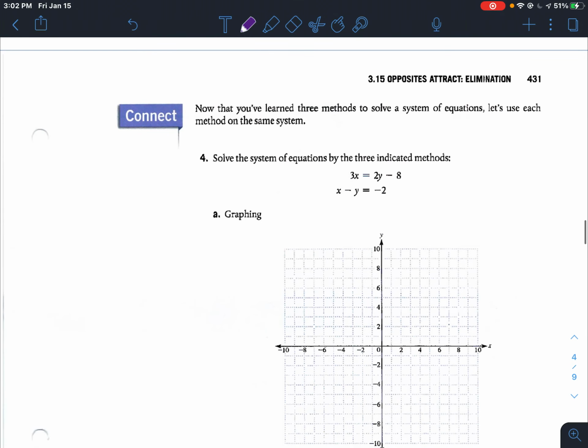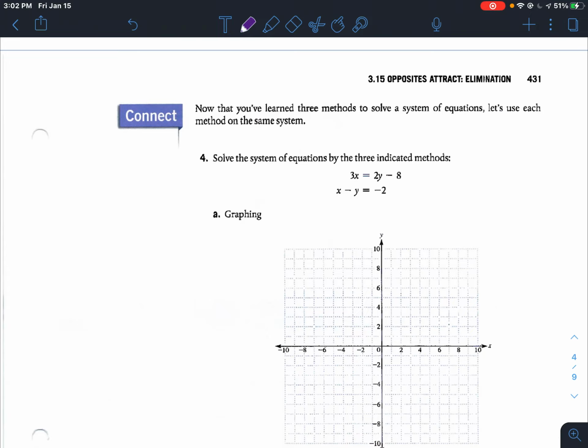Moving right along. Last one. We're going to solve by all 3 methods: graphing, substitution, and elimination. A little bit time consuming, but it's the last problem we're doing. So let's go for it.